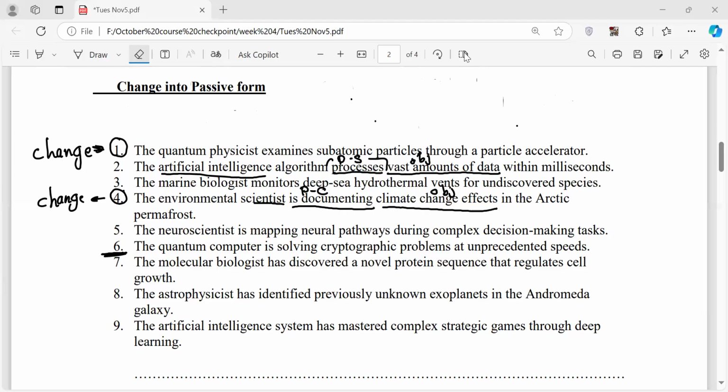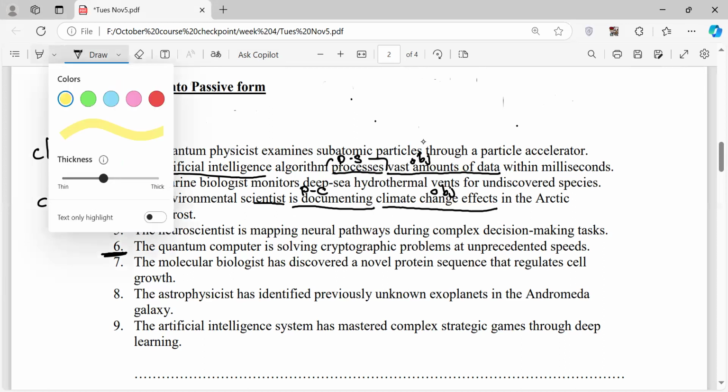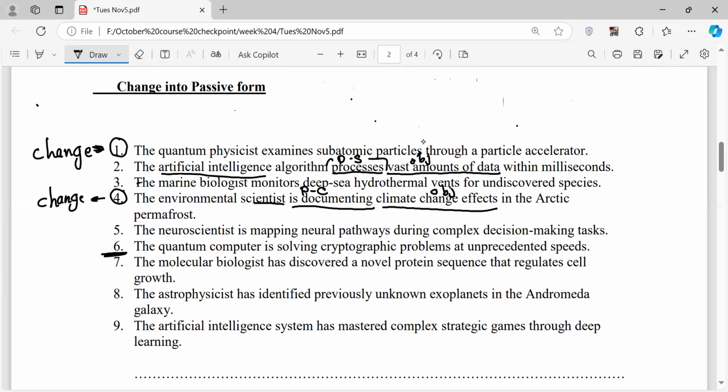Sir, I didn't understand it so much. You didn't understand which one? The first one. You mean this sentence? The quantum physicist examines the subatomic particles. Yes. It means you can do number four. You can do number two. You can do number three. Don't say okay, tell me I can or I can't. Okay, I can. Number three and number four, quickly, please.